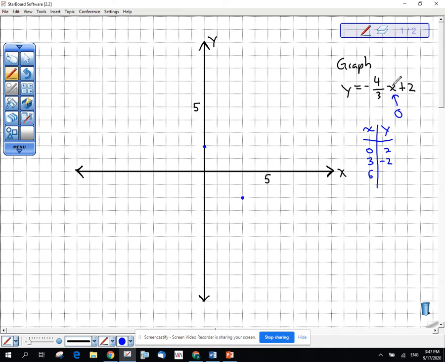If I plug 6 in here, 6 over 3 is 2. That'd be -8, plus 2 is -6. There's a point at 6, -6. Now look at those 3 points. Are you convinced that it's a line? I mean, are we confident that we're going to graph the correct line?